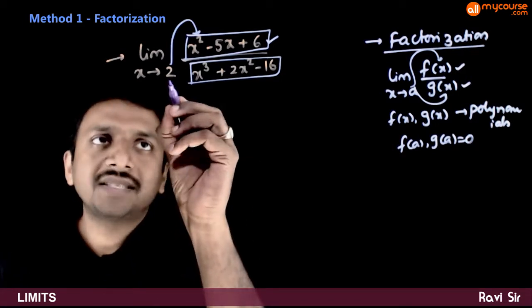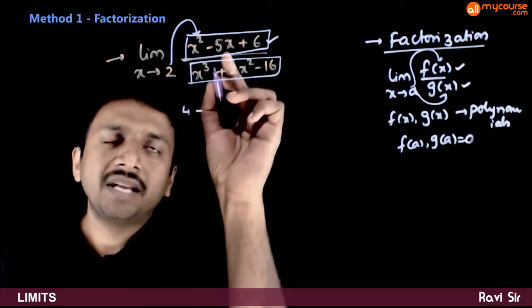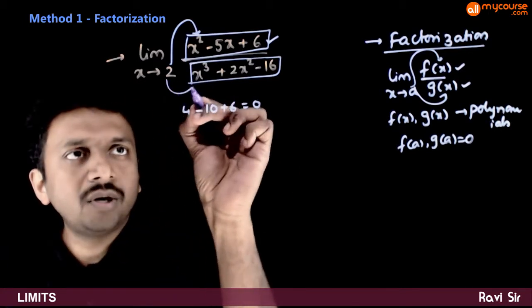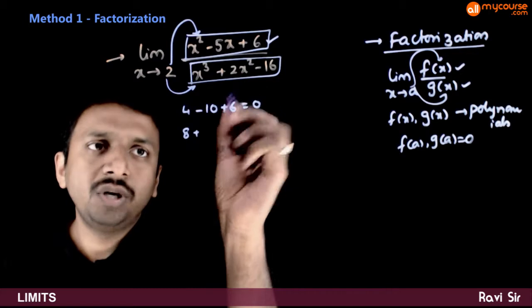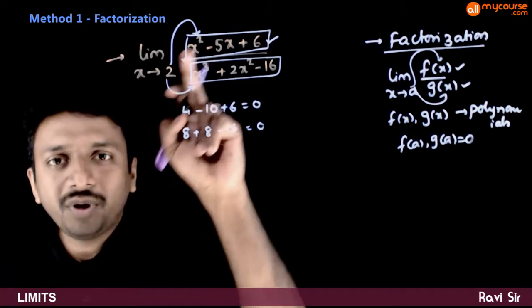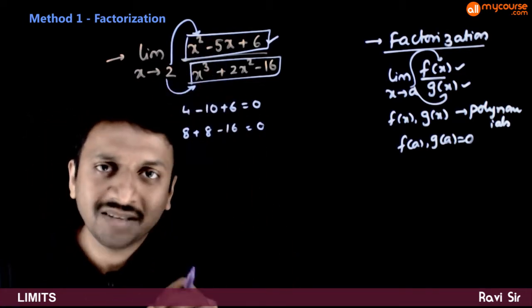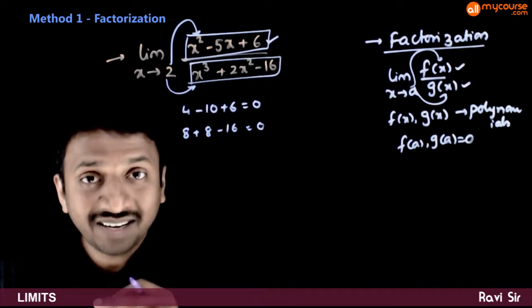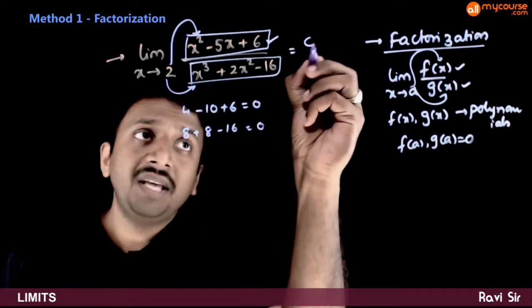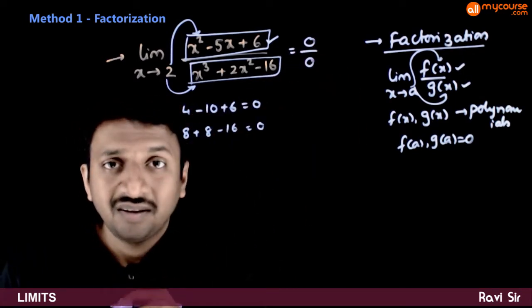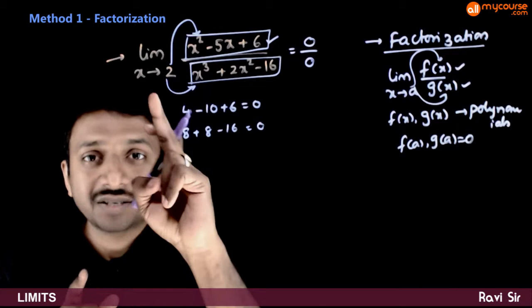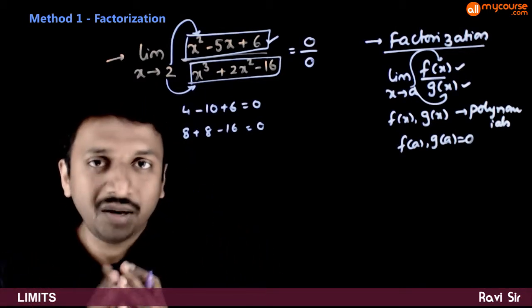Okay, so if you do the direct substitution, 2 square is 4 minus 5 into 2 is 10 plus 6 is equal to 0. And if you put x equal to 2 in the denominator, you get 8 plus 2 into 4 is 8 minus 16 is again equal to 0. So on putting x is equal to 2 in the numerator and denominator, you are getting 0 by 0 form. That means that exactly at x is equal to 2 the function is not defined. So it does not mean that the limit does not exist, because when you are dealing with limits, you are finding what is happening as x goes closer and closer to 2 but not equal to 2.